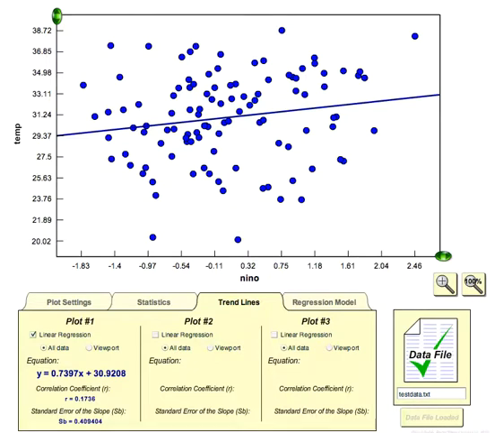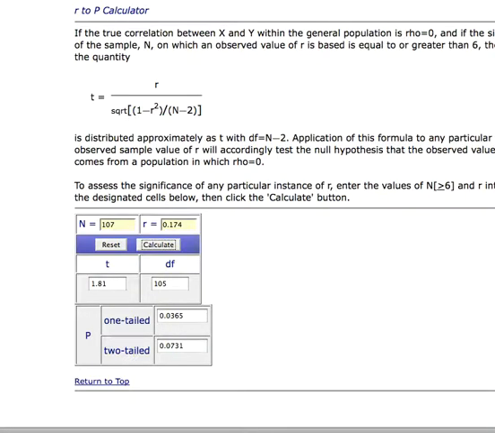Now we have 107 years here. Our data set, as before, goes from 1888 to 1994. So that's 107 years. We've got a correlation coefficient of 0.174. So if we use our table and we take n equal 107, r of 0.174, we find that the one-tailed value of p is 0.0365. The two-tailed value is 0.073.